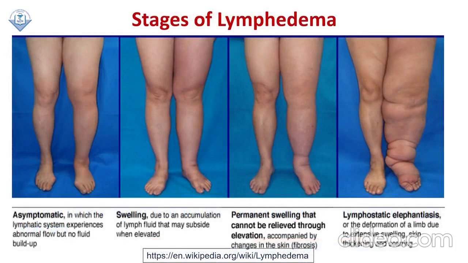And lymphedema has some stages. You can see on the picture two stages which are not severe and two stages which are very severe with irreversible changes. Firstly, lymphedema is asymptomatic, in which the lymphatic system experiences abnormal flow but no fluid buildup. Next stage is swelling due to accumulation of lymph fluid that may subside with elevation. Then, stage number 3 is permanent swelling that cannot be relieved through elevation, accompanied by changes in the skin and development of fibrosis.